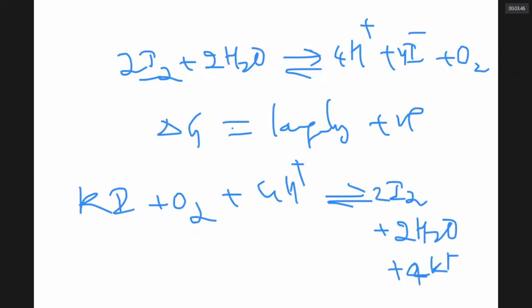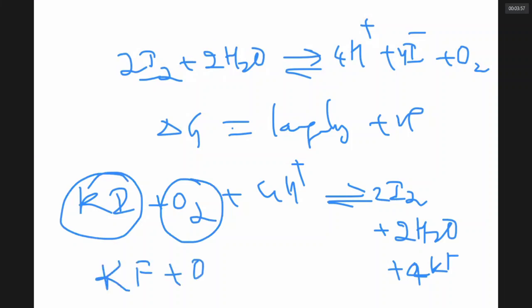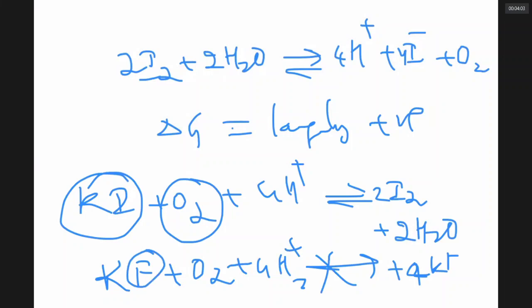So notice that potassium iodide is oxidized by oxygen, whereas potassium fluoride cannot be oxidized by oxygen. This reaction cannot happen, because nobody can take away an electron from F minus. Even oxygen cannot take away an electron from fluoride ion because fluorine is the most powerful oxidizing agent. Are we clear about it?